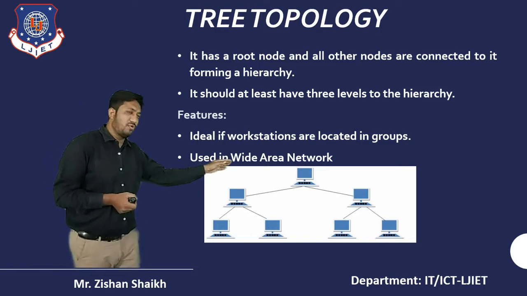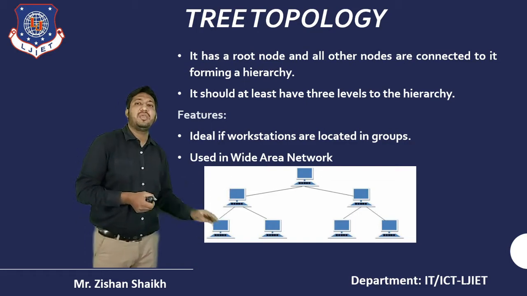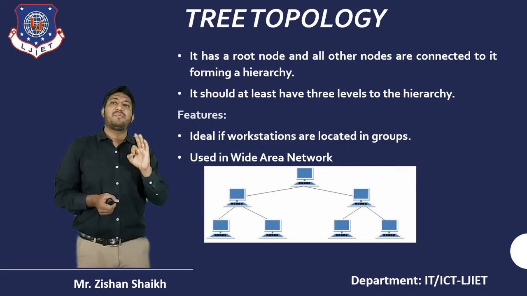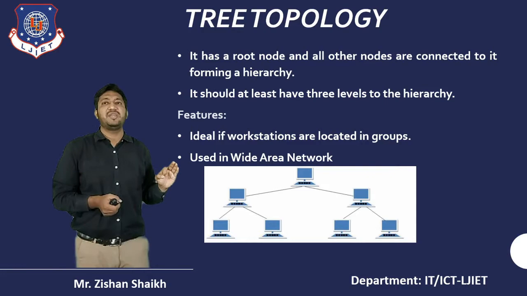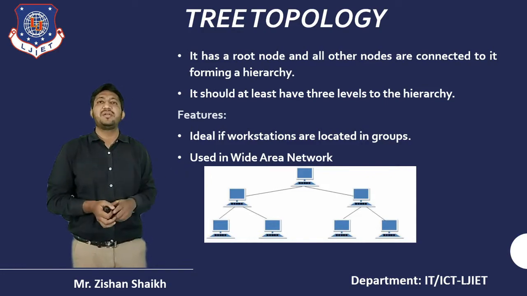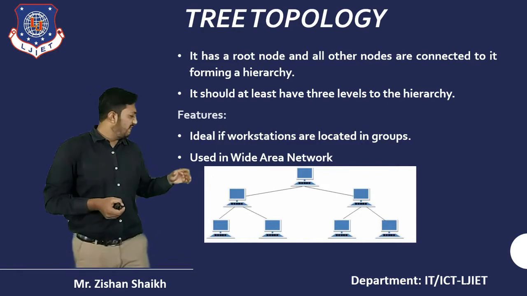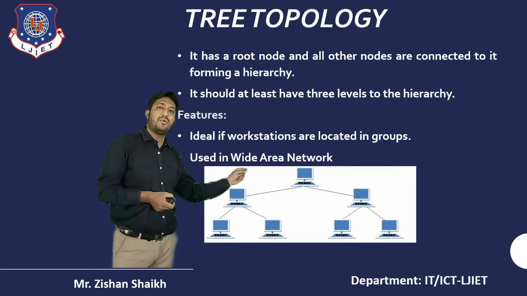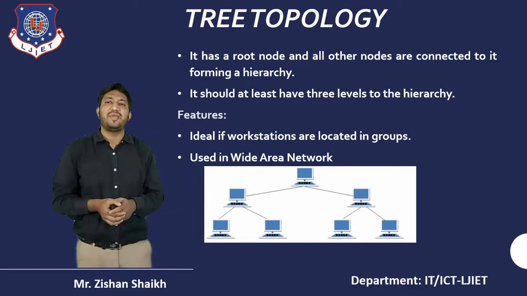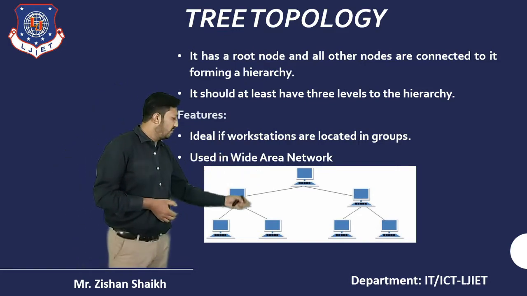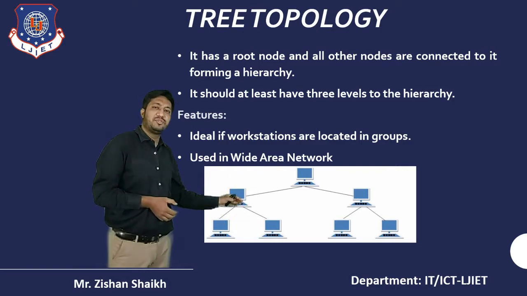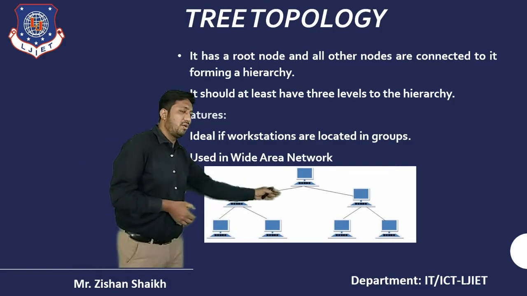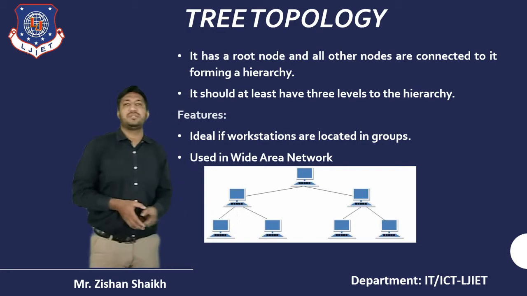If we start from 0, then 0, 1, 2. If we start from 1, then 1, 2, 3. In tree topologies, we require a minimum of 3 layers. Otherwise, it is not considered a tree topology. But if we are talking about the disadvantage here, then we also take care of the root, or we can say the parent node. If the parent node fails, then the entire topology goes down, because these two children cannot communicate with each other.